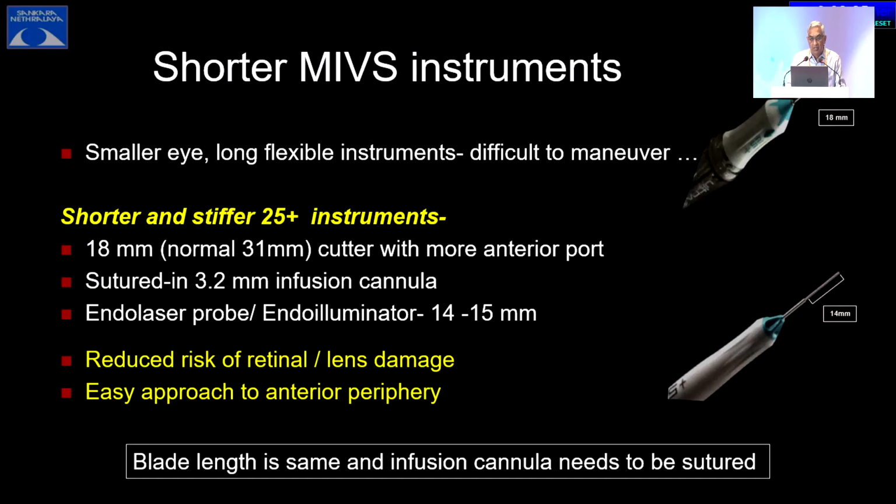But case to case, you can do transillumination if necessary and choose the location of your sclerotomy site. For smaller eyes, yes, we do have a shorter MIVS instrument, both Alcon and DORC. They come with a shorter instrument if necessary. The advantage is that because they are shorter, they are stiffer, so easy maneuvering, and of course, they reduce the risk of retinal and lens damage and ease approach to the anterior periphery.